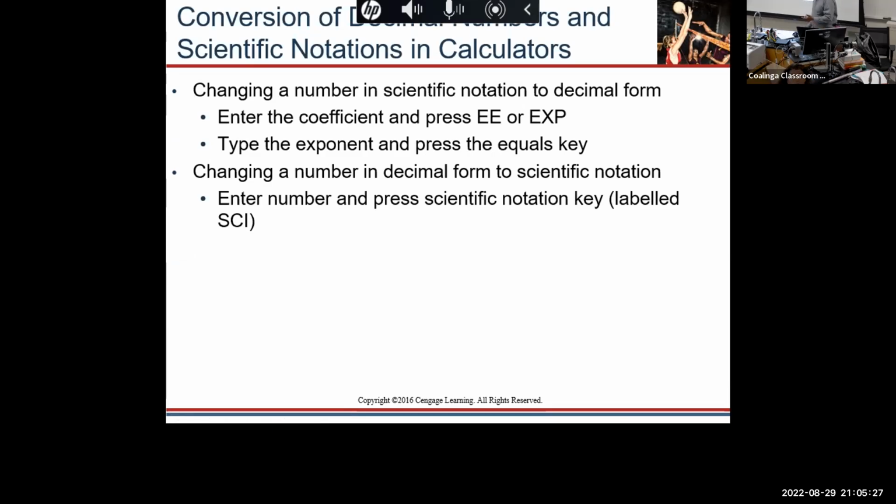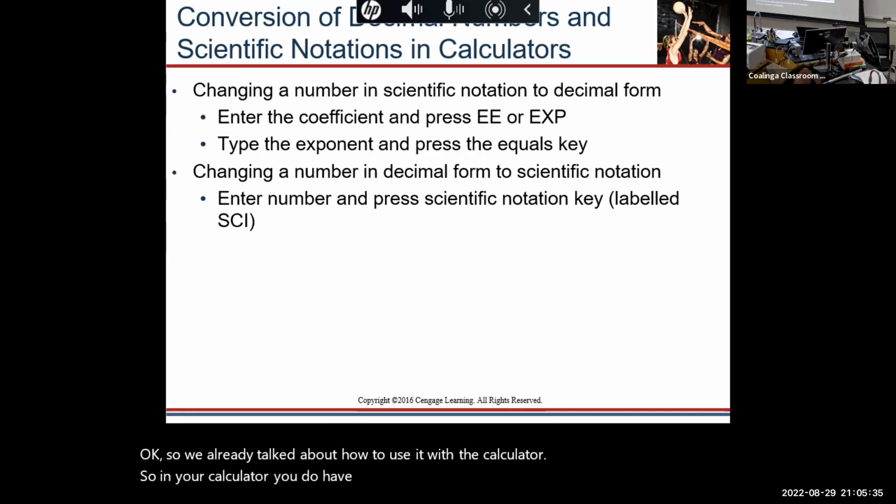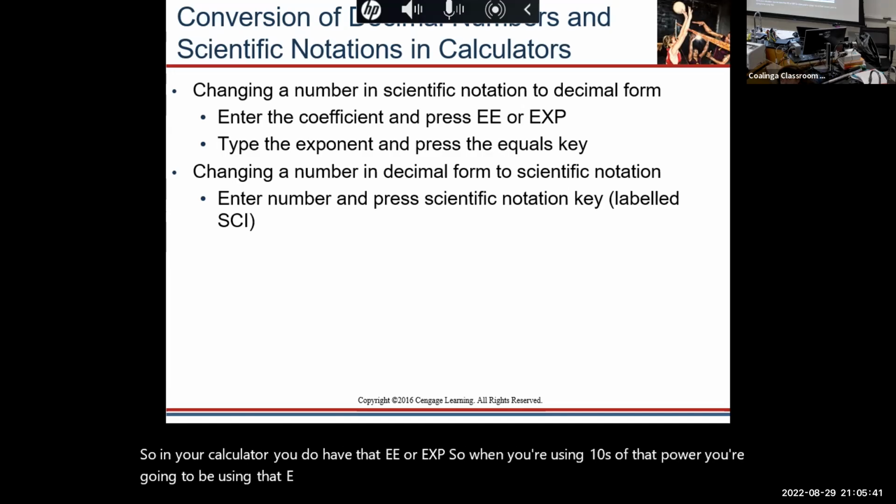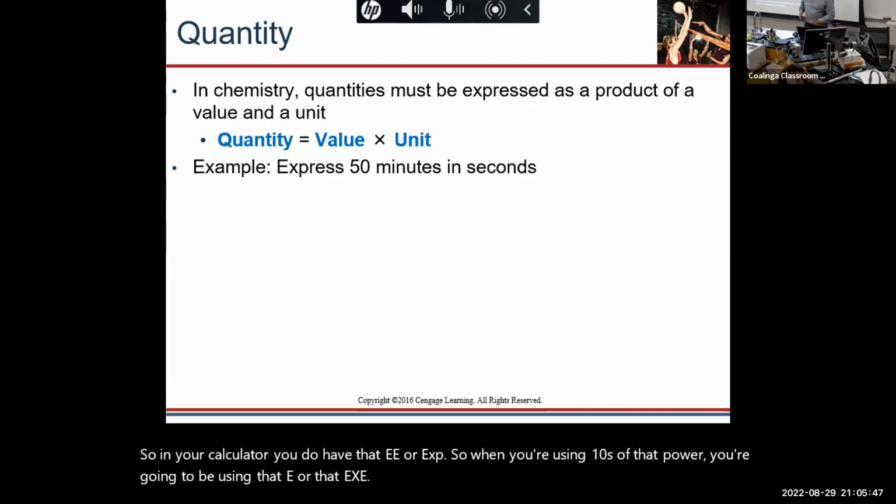So we already talked about how to use it with the calculator. Right? So in your calculator, you're going to either have EE or EXP. So when you're using 10 to that power, you're going to be using that EE or that EXP. Okay.